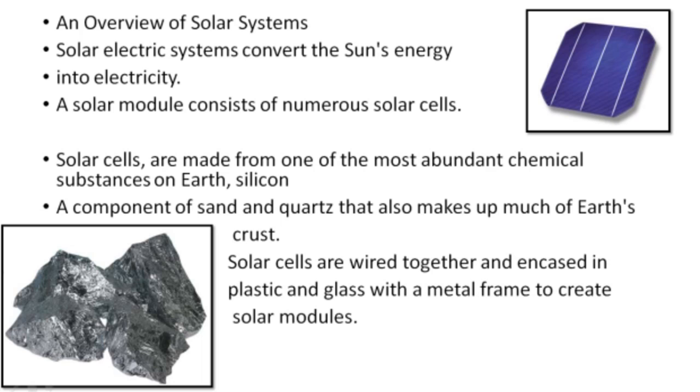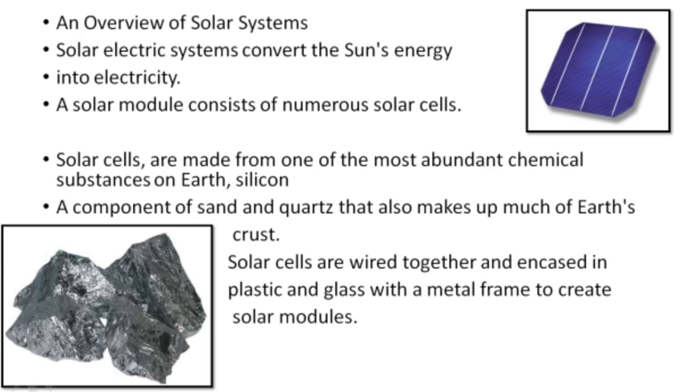An overview of the solar system. As their name implies, solar electric systems convert the sun's energy into electricity. This conversion takes place in solar modules, also commonly referred to as solar panels. A solar module consists of numerous solar cells. Solar cells are made from one of the most abundant chemical substances on Earth, that is silicon, a component of sand and quartz that also make up much of Earth's crust.